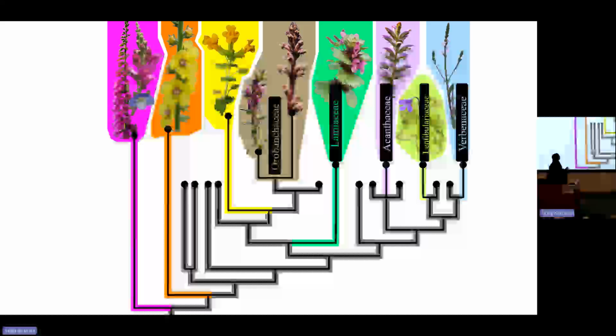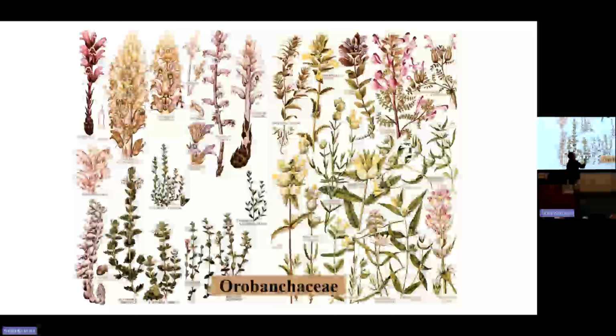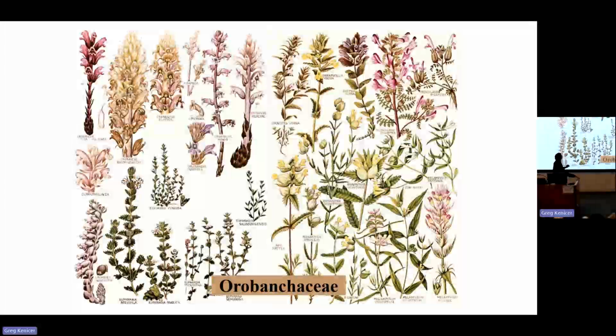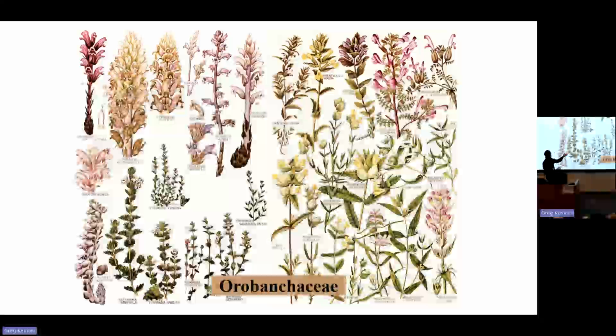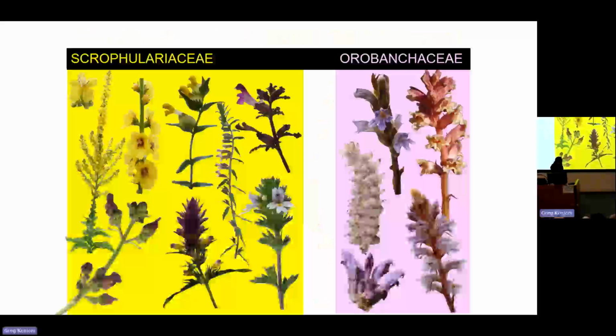So let's just have a quick look at this because it's interesting and informative from an evolutionary perspective. So this is the Orobanchaceae as it has now been recognized. Everything in it is either a semi-parasite or a full parasite. So once again, this is the original situation 6 years ago, Scrophulariaceae, Orobanchaceae.